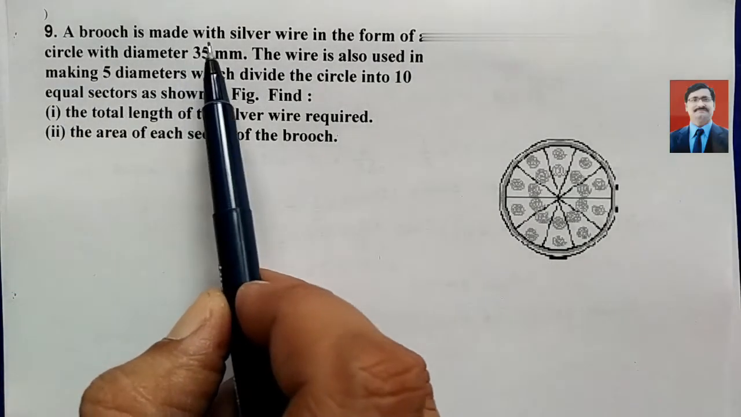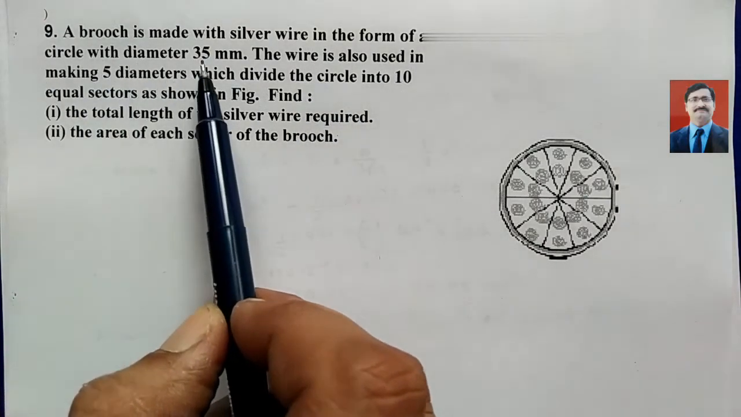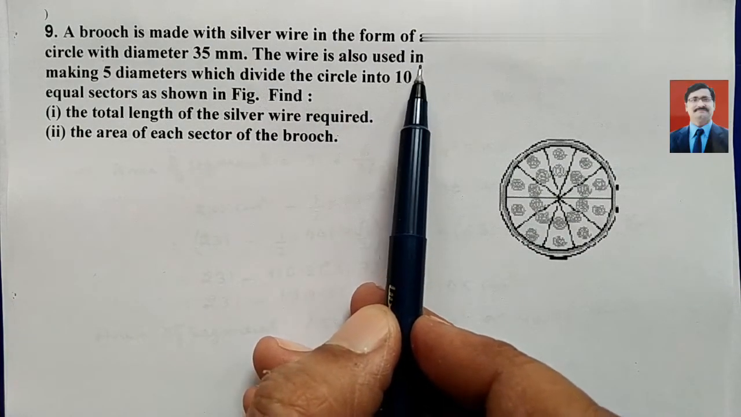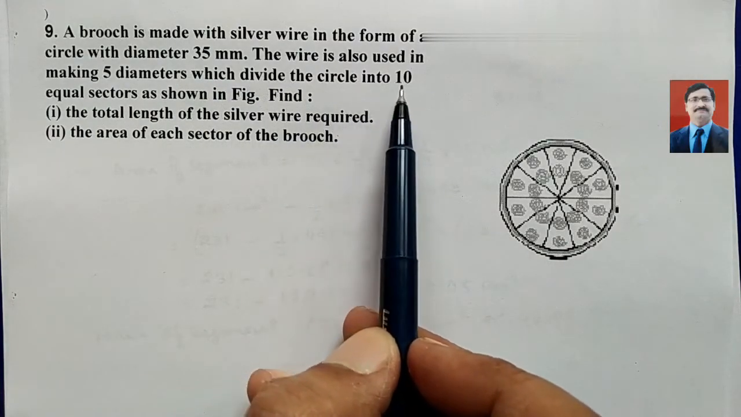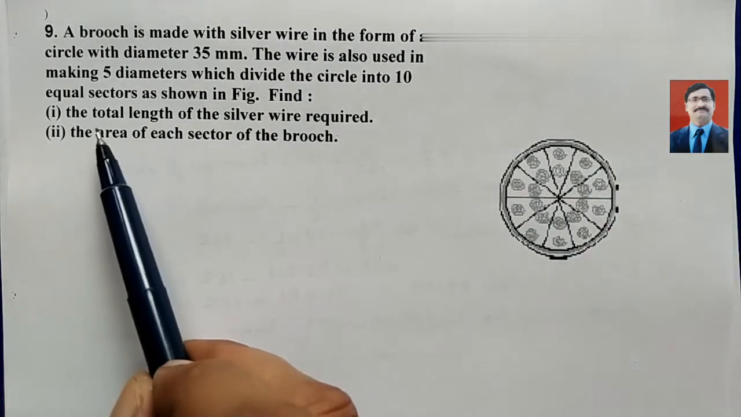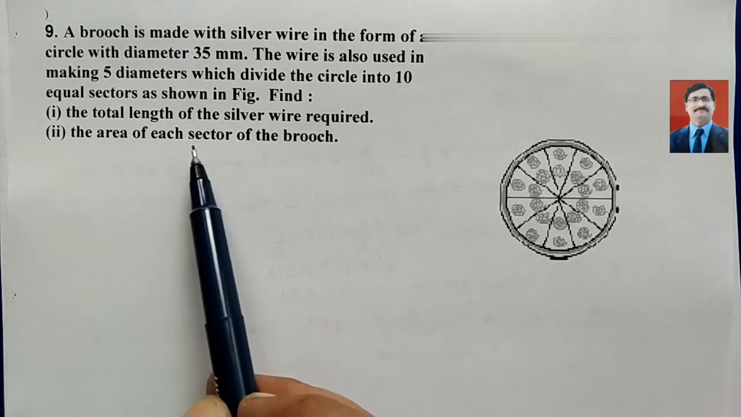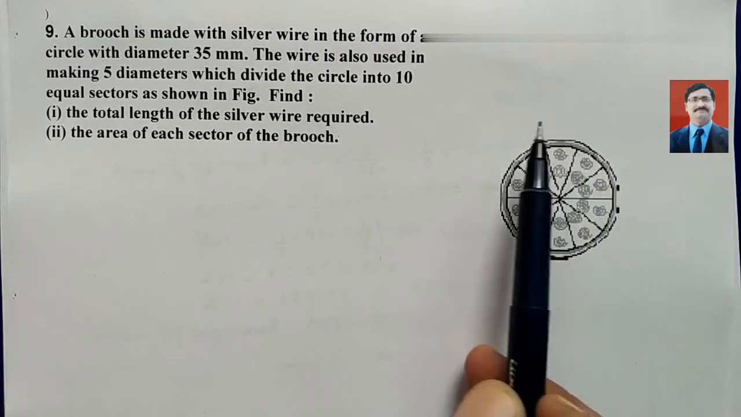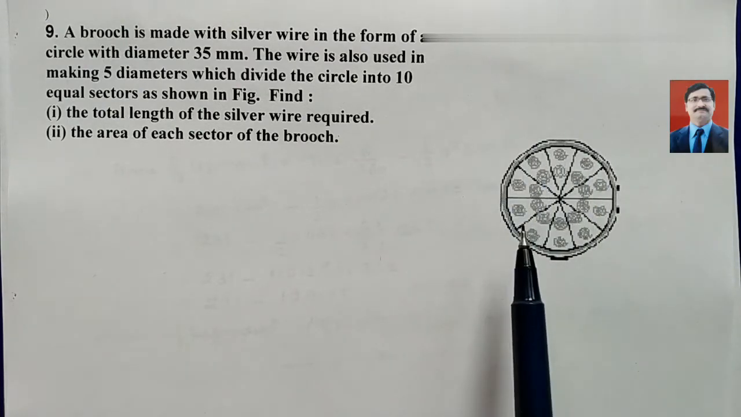A brooch is made with silver wire in the form of a circle with a diameter of 35 mm. The wire is also used in making 5 diameters, which divides the circle into 10 equal sectors as shown in the figure. Find the total length of the wire required and the area of each sector of the brooch. Look here, this is a circle, and here 5 diameters are used, and we get this type of diagram.